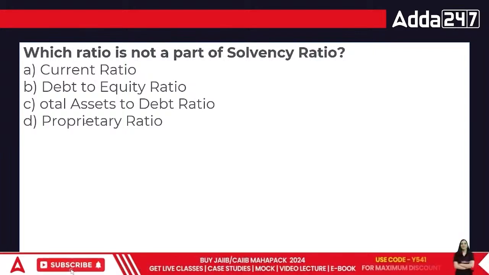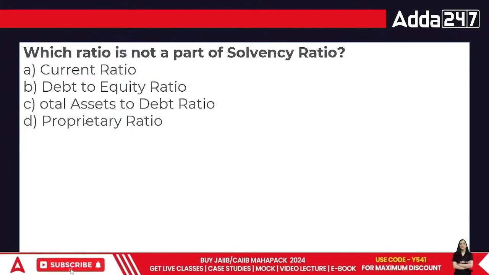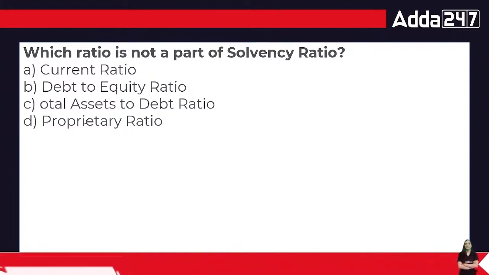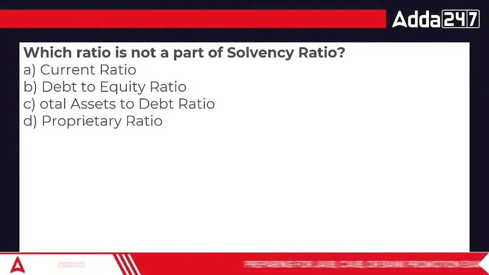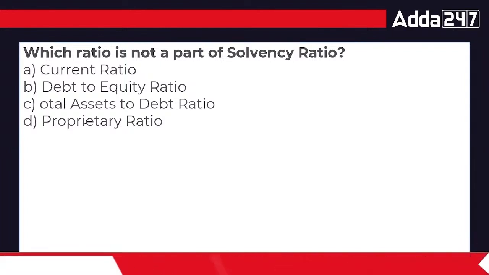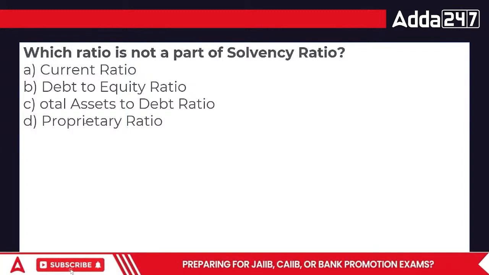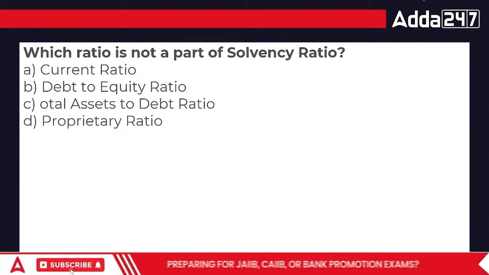Which ratio is not a part of solvency ratio, everyone? Current debt to equity, total asset to debt ratio, or proprietary ratio? What would be the answer, everyone? Which is not a part of solvency ratio? Solvency ratio talks about the money which can be easily paid. We have money to pay it off. The answer would be current ratio.